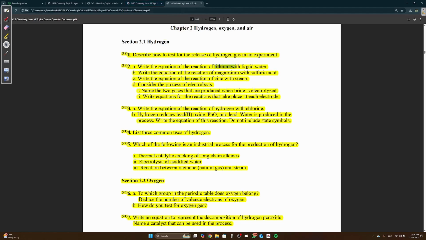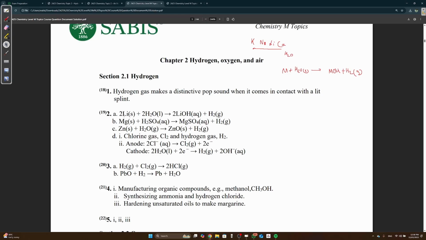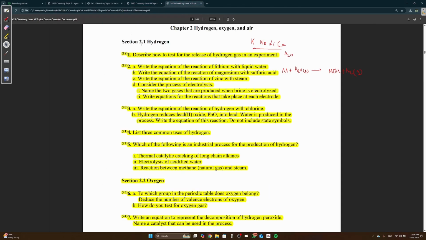Yeah, metal, you guys, there's a topic 10 for metals, but these metals react with liquid water. You should know that it goes like this: metal plus liquid water to produce metal hydroxide plus hydrogen gas. This is in topic 10. Lithium with liquid water will look like this: metal plus water to produce metal hydroxide, in this case lithium hydroxide, plus hydrogen, and you just balance. I don't think you're gonna get asked questions about this.